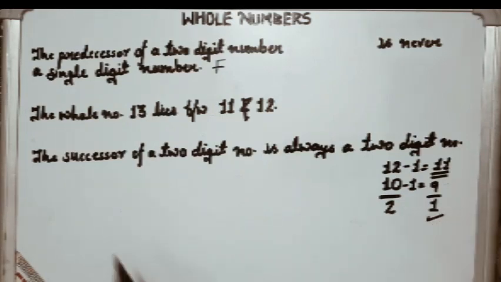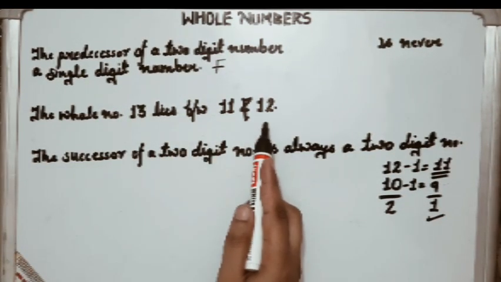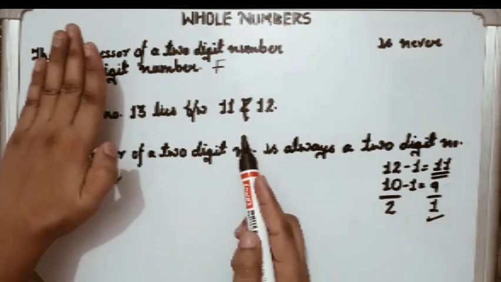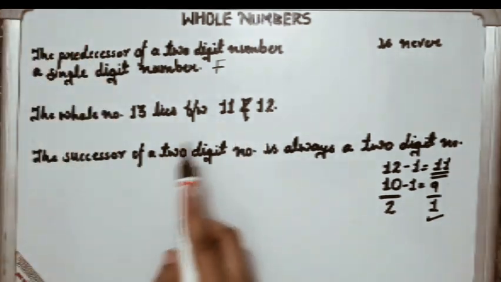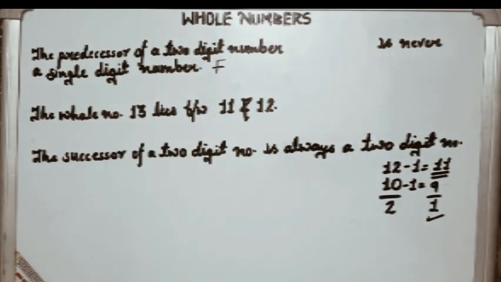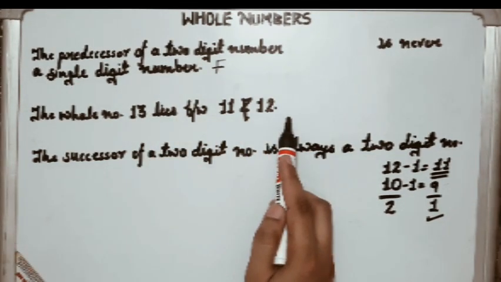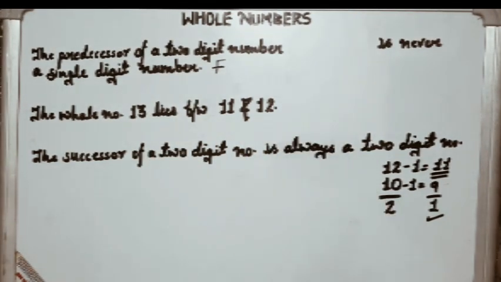Now let's move towards the second question. The whole number 13 lies between 11 and 12. अभी आप whole number को भूल जाइए, बस मुझे ये बताइए क्या 11 और 12 के बीच में 13 आता है? Yes or no? The answer is no. 13 comes after 12. Okay? So this statement is wrong.